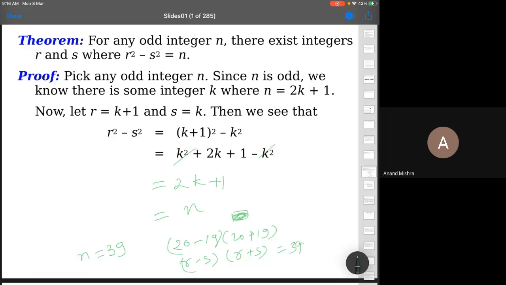But this is not the only solution, right? The other solution, there was one more correct answer in that, which was 8 and 5, right? So 8 minus 5, 8 plus 5. r square minus s square is r minus s, r plus s. So this is 3 into 13, and this is also 39.